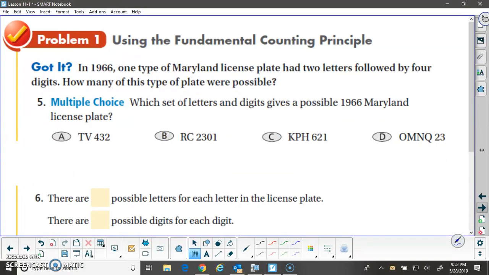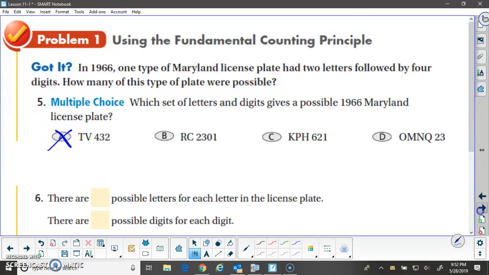So problem 1, using the fundamental counting principle, it says in 1966, one type of Maryland license plate had 2 letters followed by 4 digits. How many of this type of plate were possible? Question number 5 simply says, which set of letters and digits gives the possible 1966 Maryland license plate?